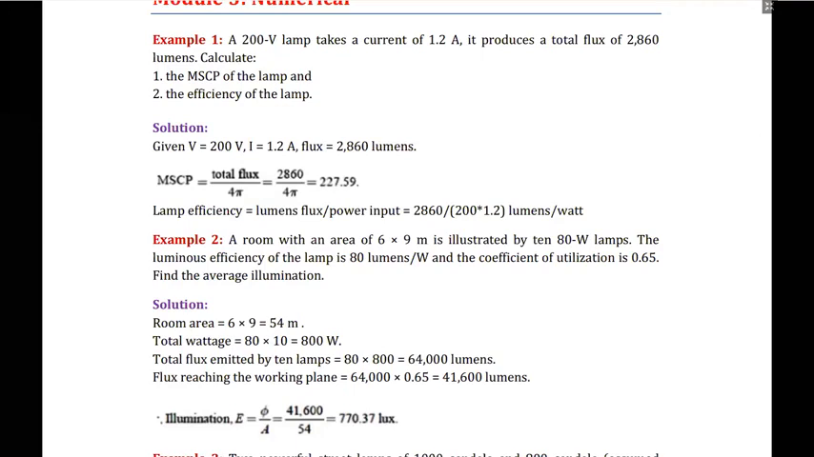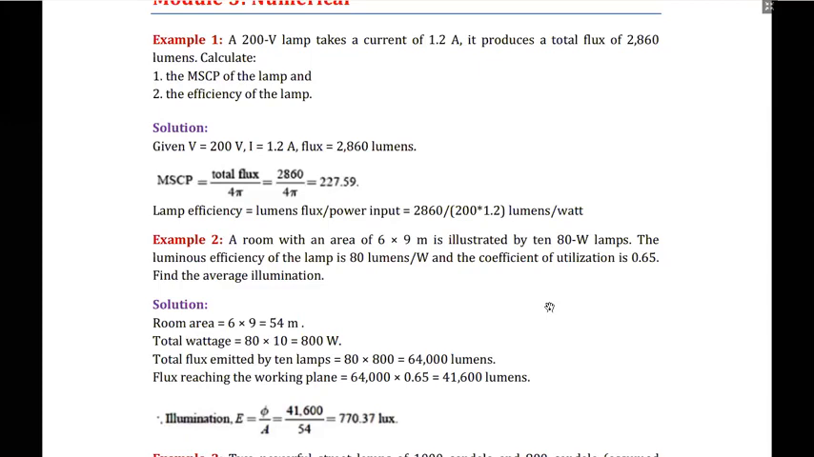How will we find it? The area of this room is given, that is 6 into 9. It means 54 meter square. It is written here as meter, but it should be meter square. So 54 meter square is the area of the room. What is the total watt? The number of bulbs is 10, and each bulb has a wattage of 80 watt. That is the rating. So the total wattage is 800 watt.